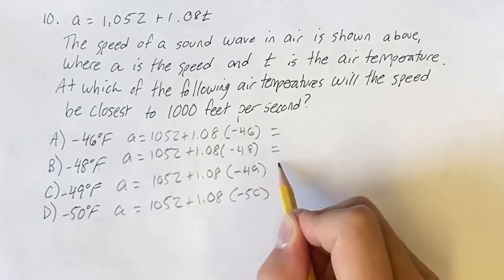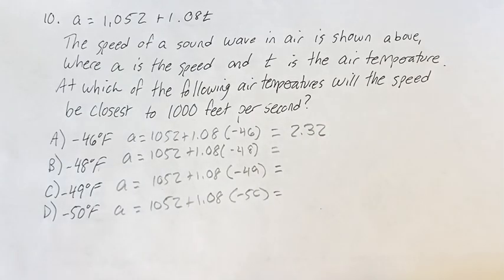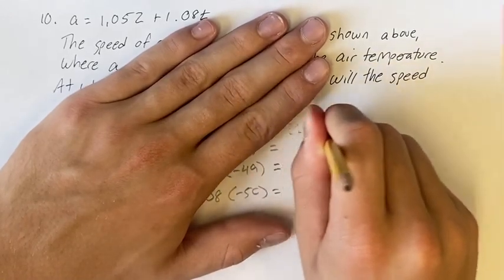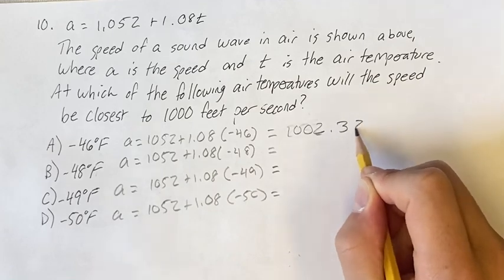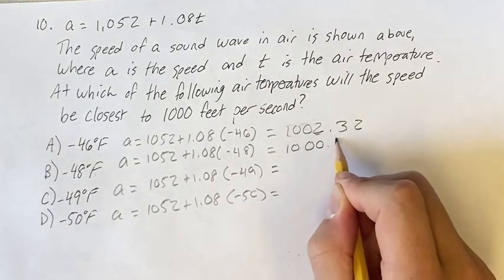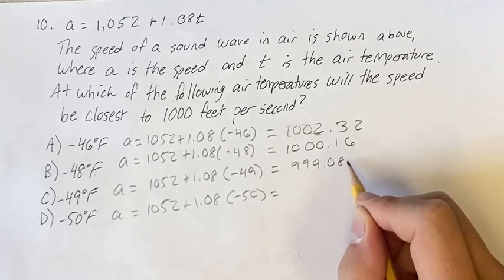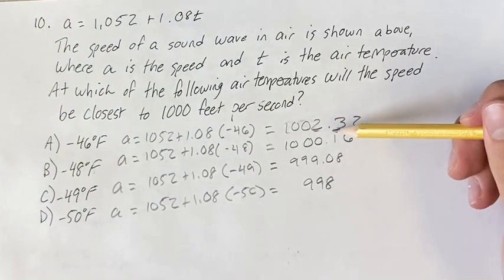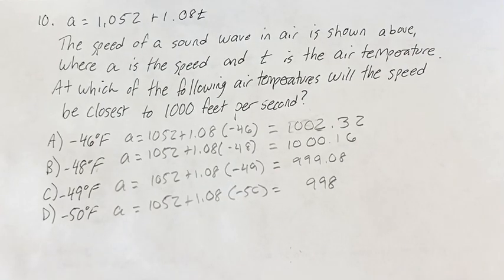If you calculate all these using your calculator, to save time, we get 1002.32, we get 1000.16, we get 999.08, and we get 998. So these are your four speeds at the following air temperatures. And now we're saying which of these is closest to 1000.